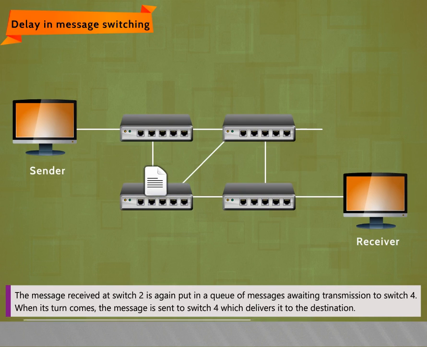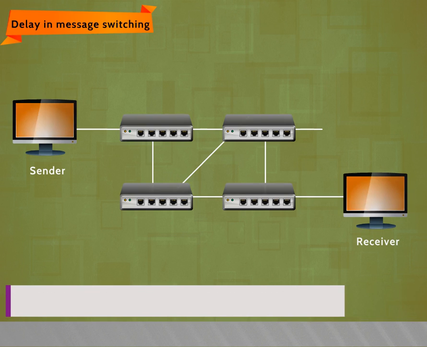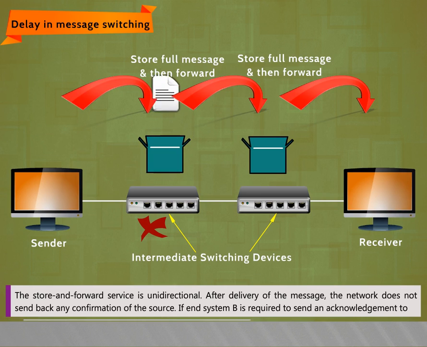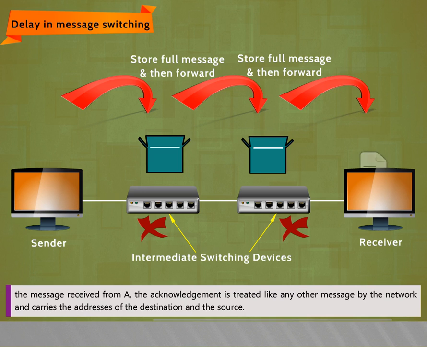The message received at switch 2 is again put in a queue of messages awaiting transmission to switch 4. When its turn comes, the message is sent to switch 4, which delivers it to the destination. The store and forward service is unidirectional. After delivery of the message, the network does not send back any confirmation to the source. If end system B is required to send an acknowledgement to the message received from A, the acknowledgement is treated like any other message by the network and carries the addresses of the destination and the source.